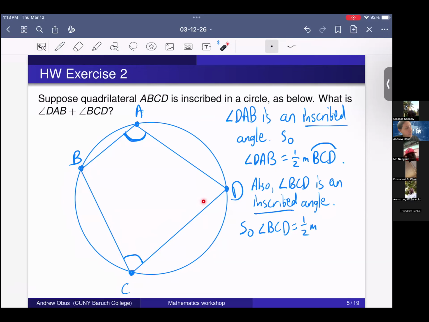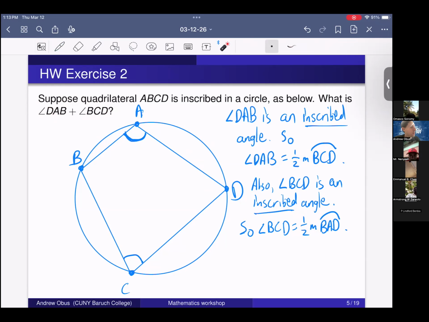So this angle here, BCD, it's half of this arc in the circle. So we could call it BA plus AD if we want, or I'll just call it BAD. So that's equal to 1/2 the measure of arc BAD. So this is good, right? Because we want to know what is the sum of these angles. Well, one of them is half of arc BCD. The other one is half of arc BAD, because they're both inscribed angles.